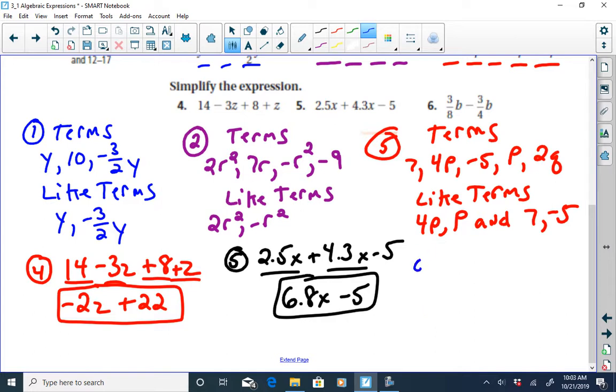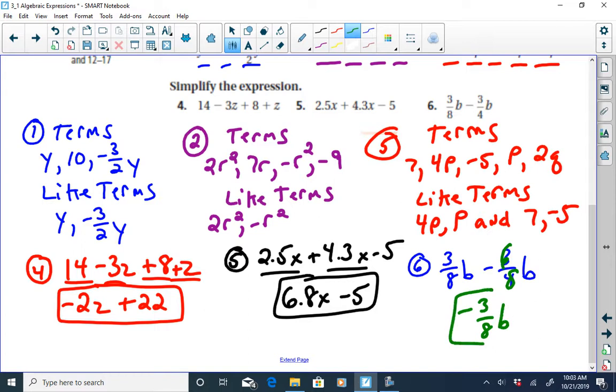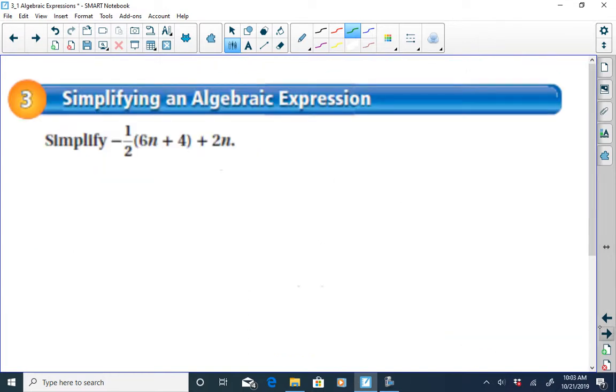All right, problem 6. Problem 6, we have 3/8 b minus 3/4 b. All right, when we combine rational numbers, we have to have the common denominator. Right now we don't have a common denominator, so if I rewrite -3/4 with a common denominator, that's going to be the same as -6/8. So now I have positive 3/8, take away 6/8, it's going to be -3/8 b, and that's my simplified expression. All right, let's go to our next page.